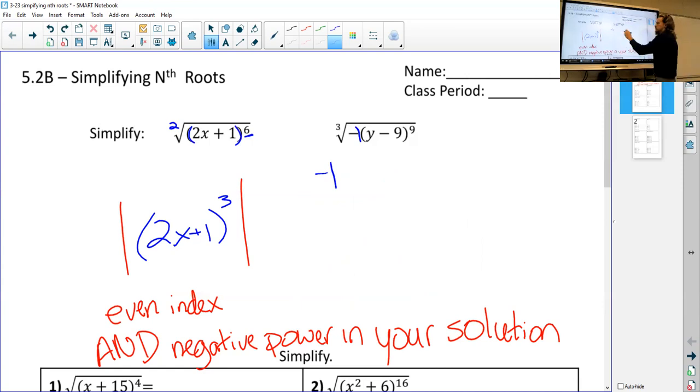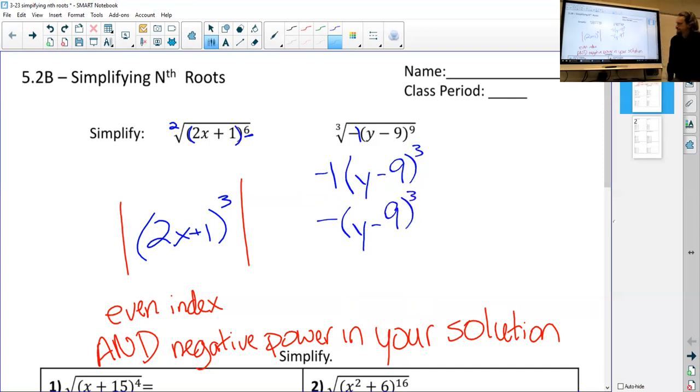So 9 divided by 3 is 3. So this is just going to be y minus 9 to the third power. Okay, again, remember, whatever's in the parentheses is going to stay in the parentheses. Leave it alone. You simplify your roots, so 9 divided by 3 is 3. I don't have to worry about absolute value since I started with an odd index. And I can simplify this a little bit more by not writing the -1, just putting y minus 9 to the third power.